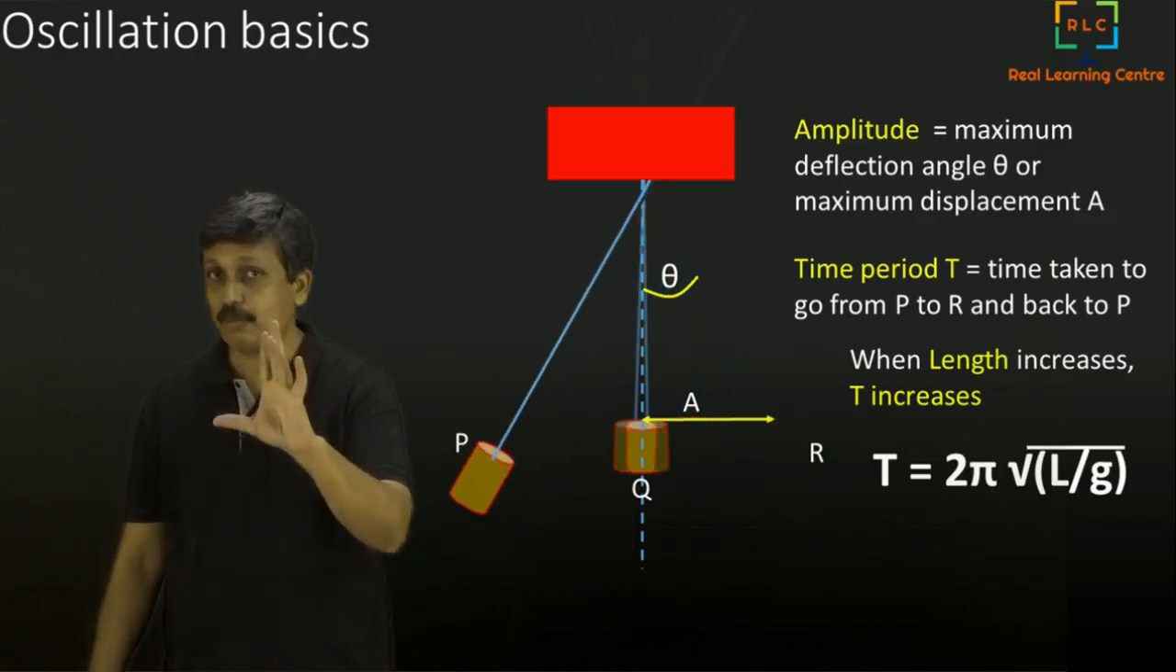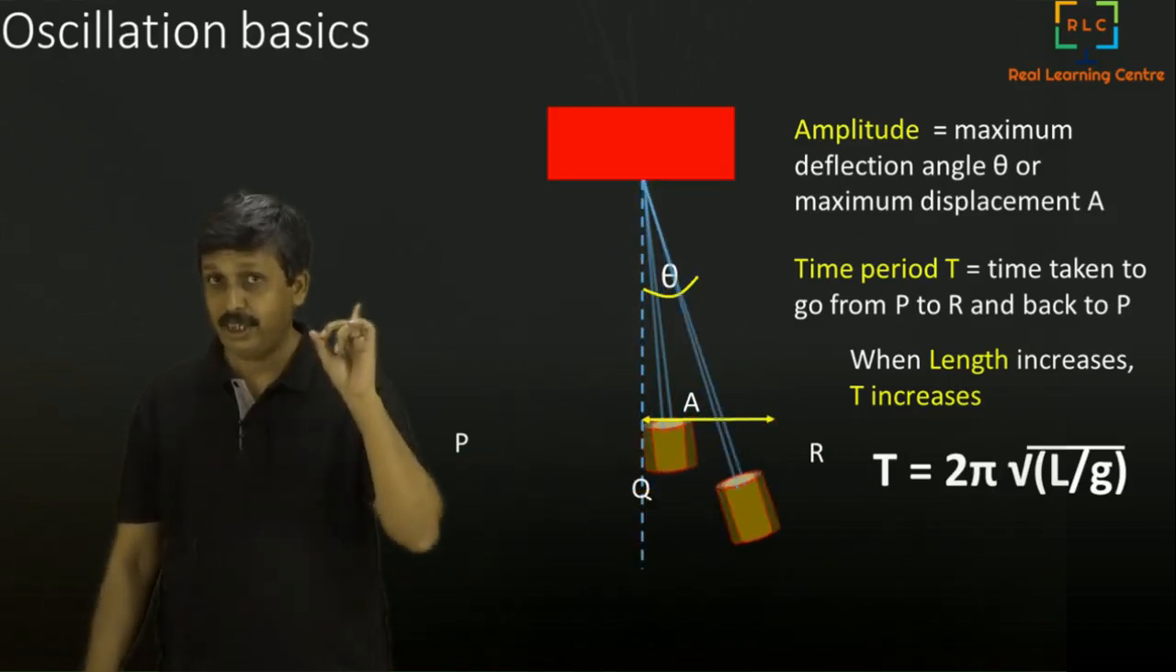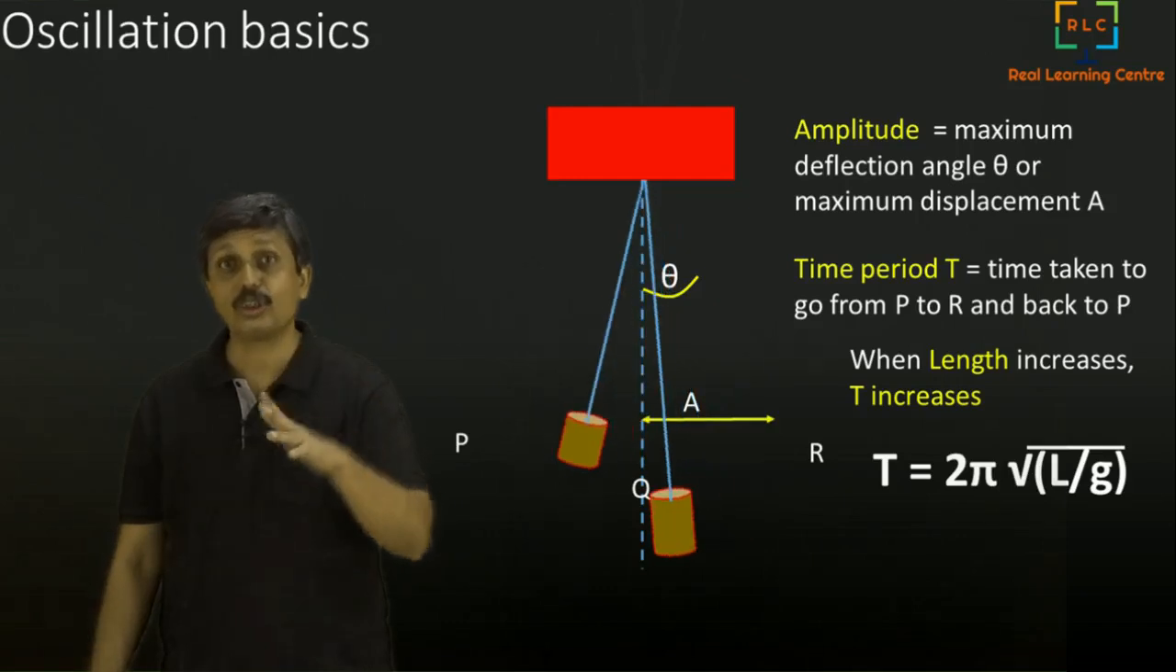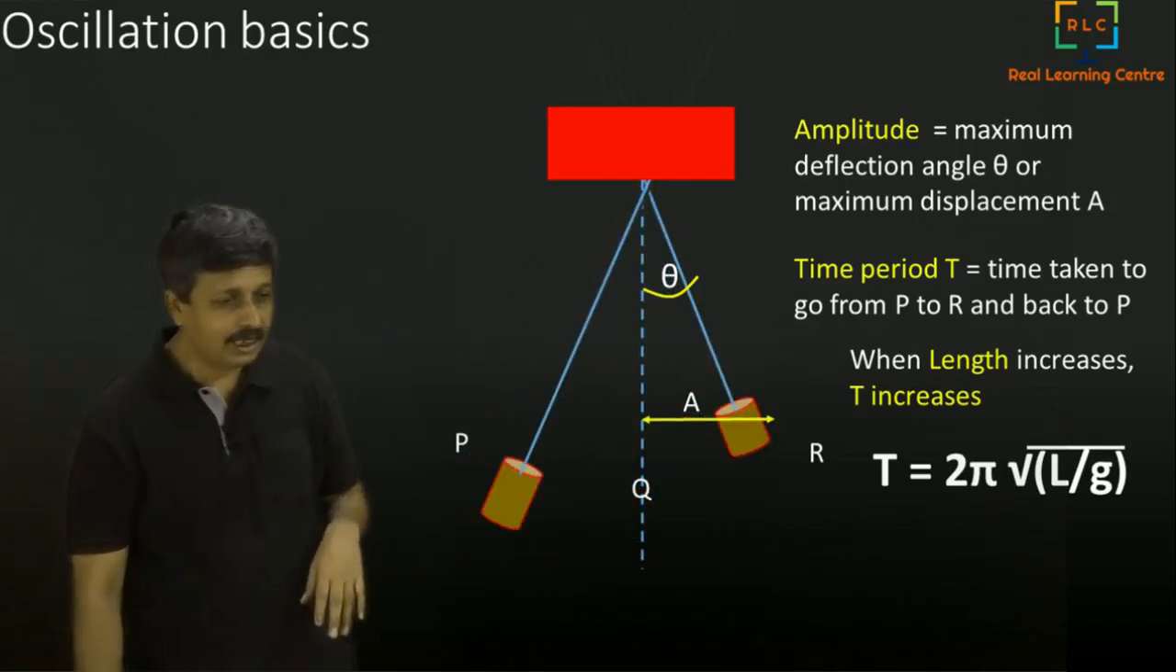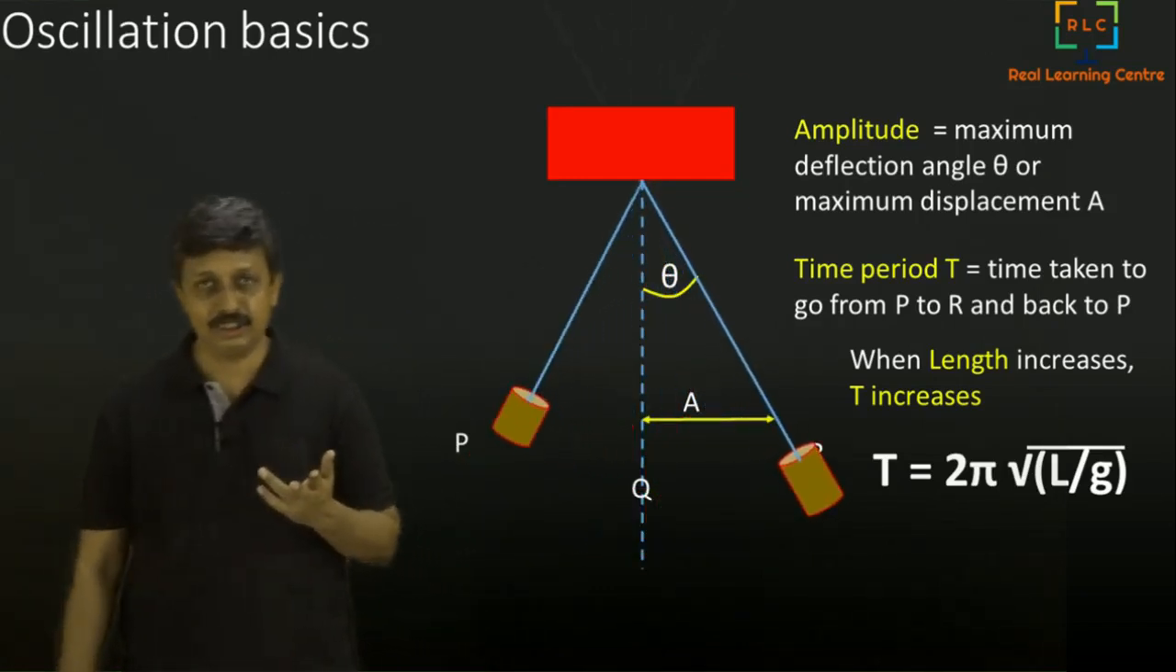So the same pendulum clock will not work if you take it to the moon because it goes slow. Okay. So that is basically the basics of oscillations.